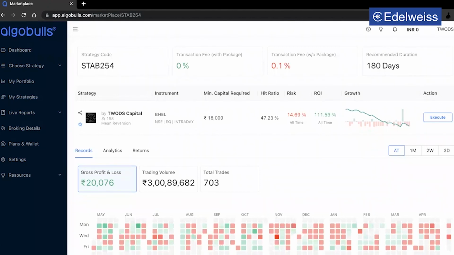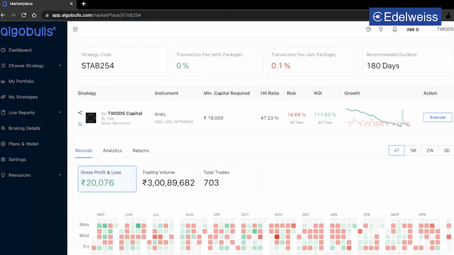What other instrument do we use in this strategy? It's Bharat Heavy Electronics Limited. It is an intraday trading strategy. The minimum capital required is 18,000, while the hit ratio is 50%. So if you place two trades, one will be a very positive trade. The risk is around 15% and the ROI is around 112%.